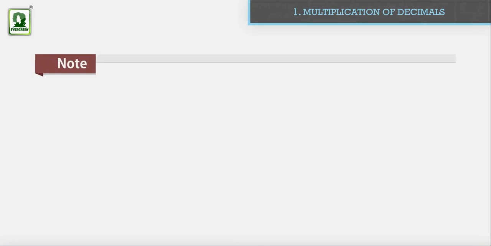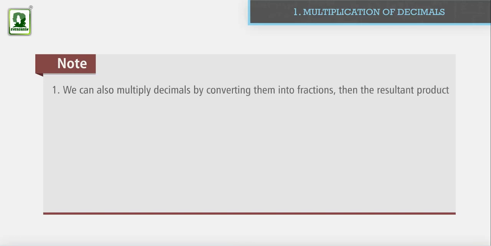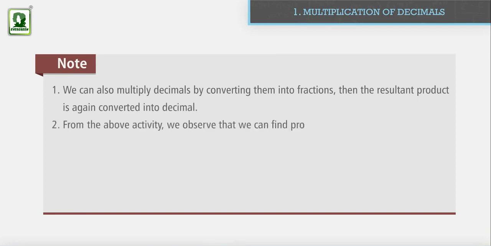Note: we can also multiply decimals by converting them into fractions. Then, the resultant product is again converted into decimal. From the above activity, we observe that we can find the product of 2 decimals as follows.